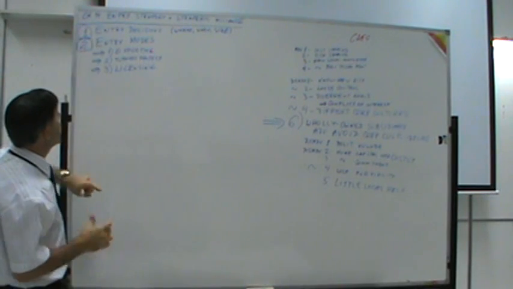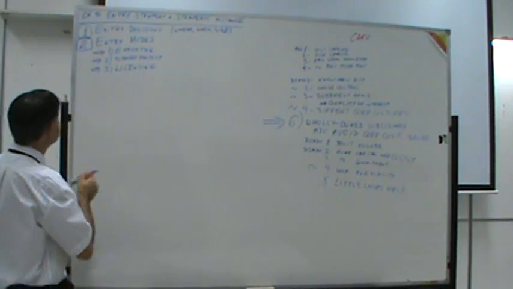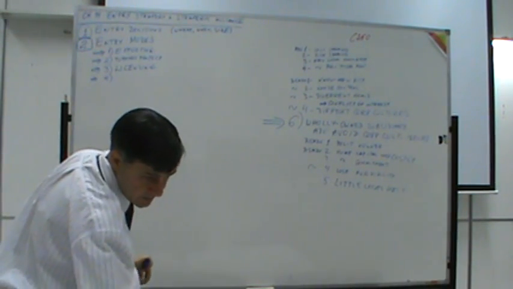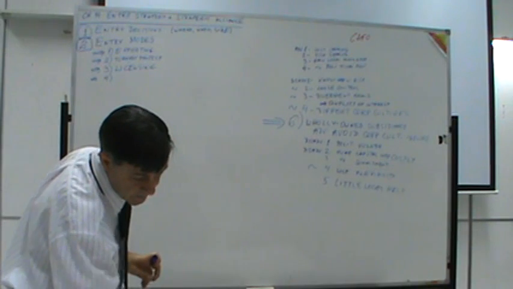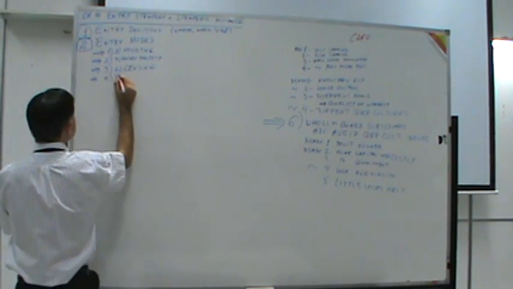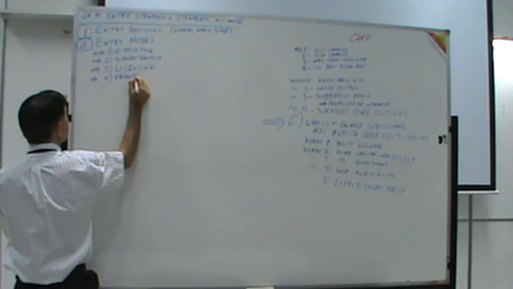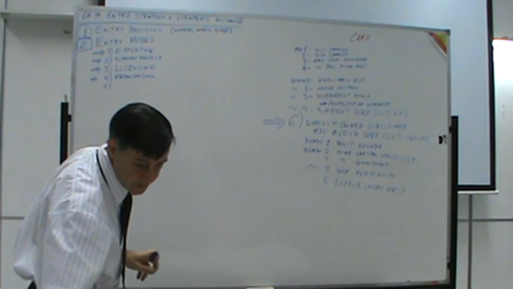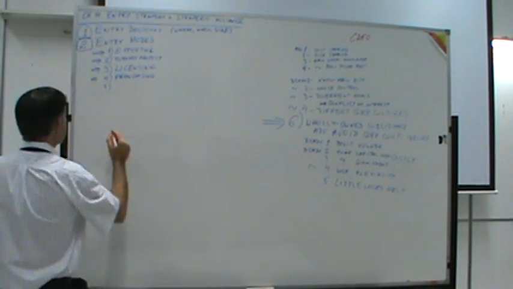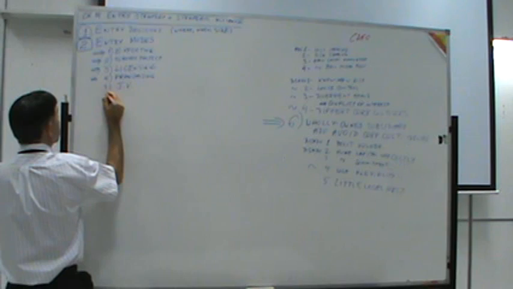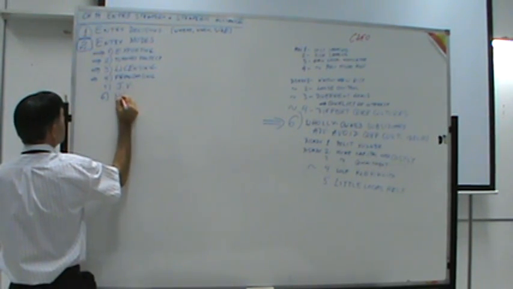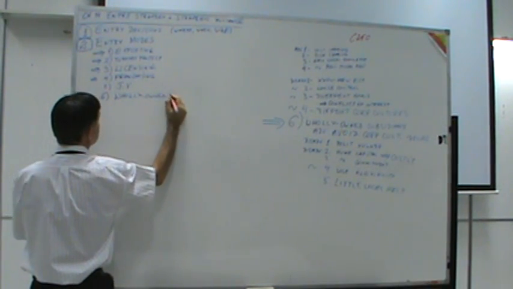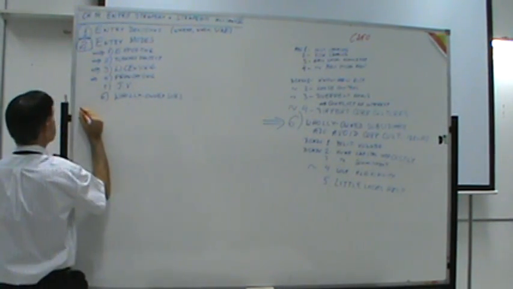So section 1 was entry decisions. Section 2 was entry mode. Number 4 was, again, number 4. Let me copy. Number 4, franchising. I'm just copying. Number 5 was joint venture. Number 6 is wholly owned subsidiary.